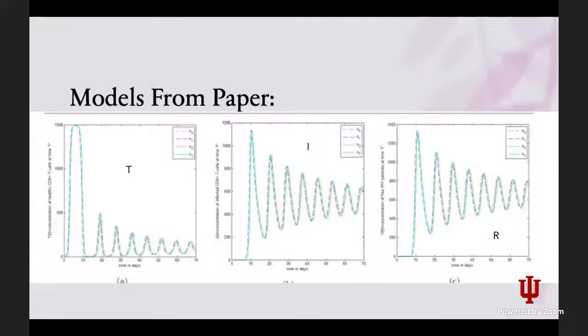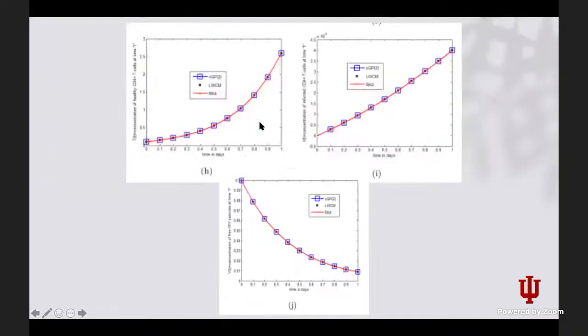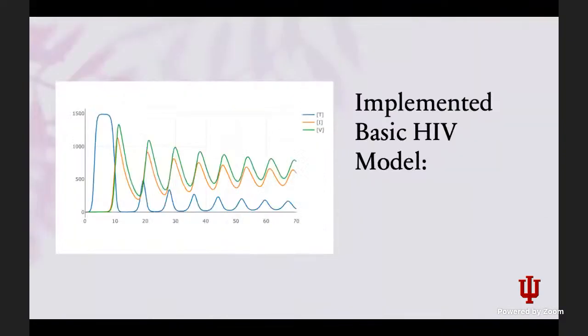So these are the models from the paper on the T, I, and R, which is the healthy T cells, infected, and recovered or removed T cells. And the model went very much in depth in the spread from the first infection and then all the way up to 10 years, because the HIV could lead into AIDS. So it did go into a long time of the individual's life.